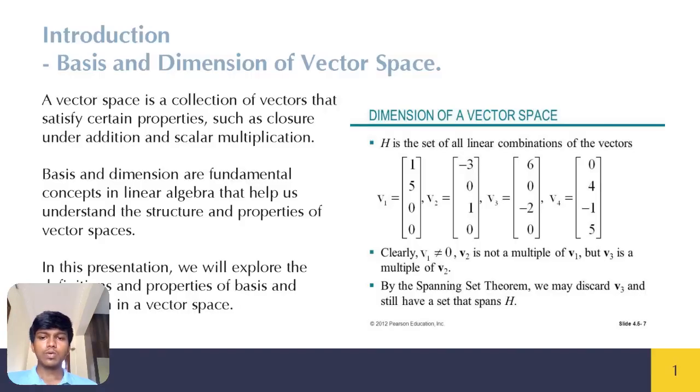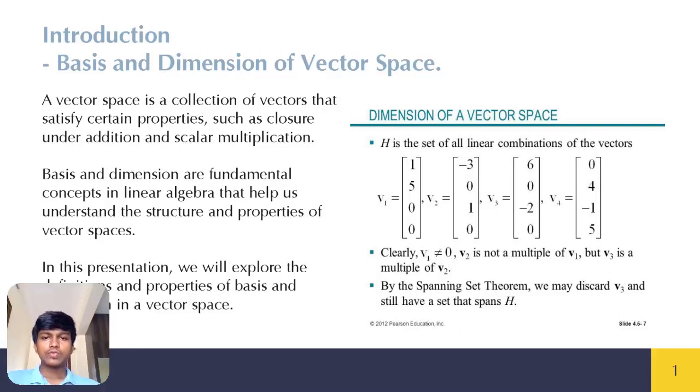Essentially, the basis provides a minimal set of vectors needed to represent all the other vectors in the space through linear combinations. If the basis vectors are denoted as v1, v2, up to vn, then any vector in the space can be written as a linear combination of these basis vectors: a1 v1 plus a2 v2 up to an vn.